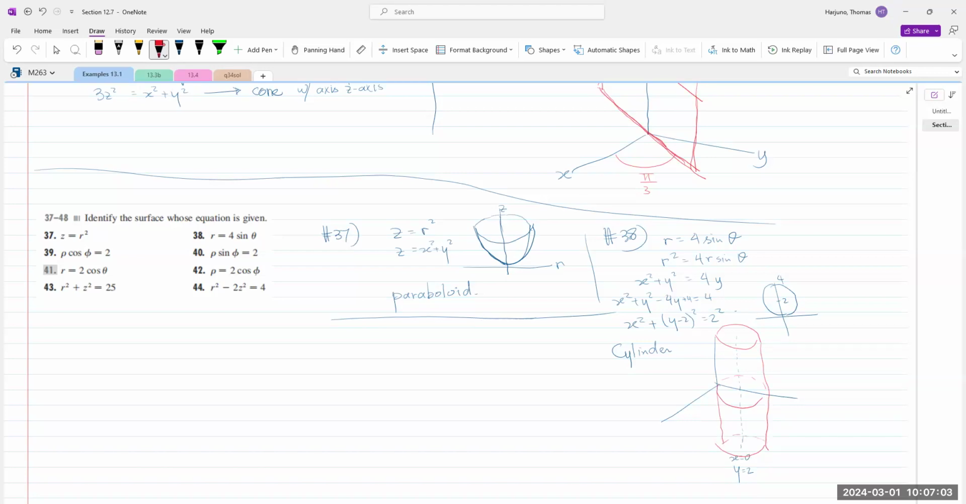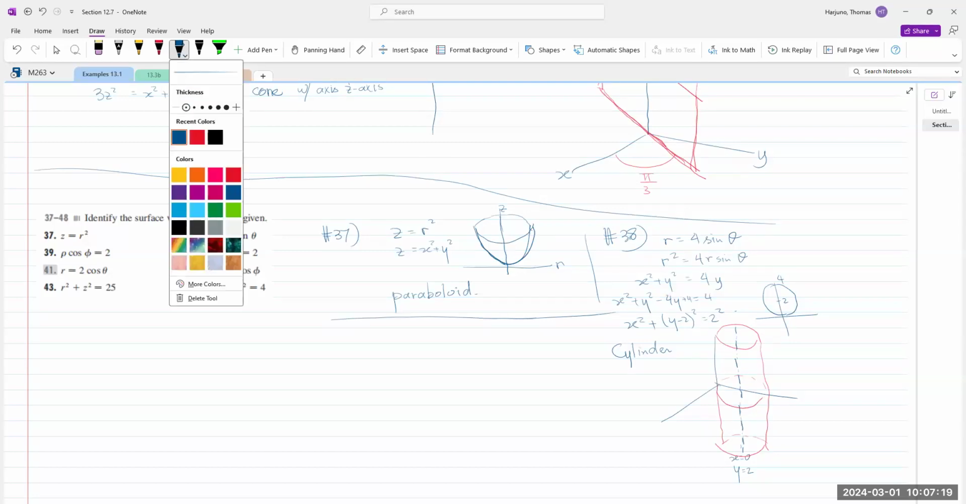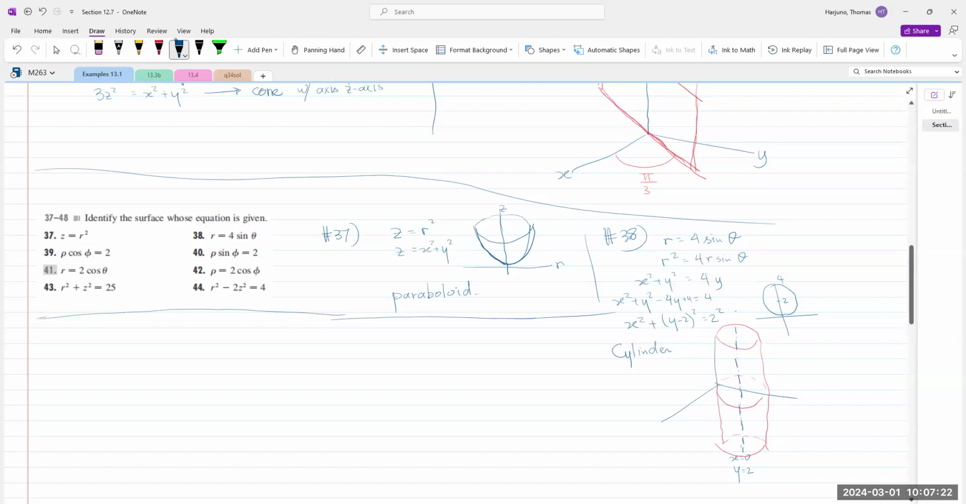Okay, but the axis of that cylinder is this line, x equals 0, y equals 2. You need to get used to this though. Since you already passed Calc 2, and I did teach trigonometry in the past, this is something you're supposed to learn in trigonometry as well, for polar, right? Then you should actually know that graph. Rho cosine phi equals 2. Let's try to picture it.